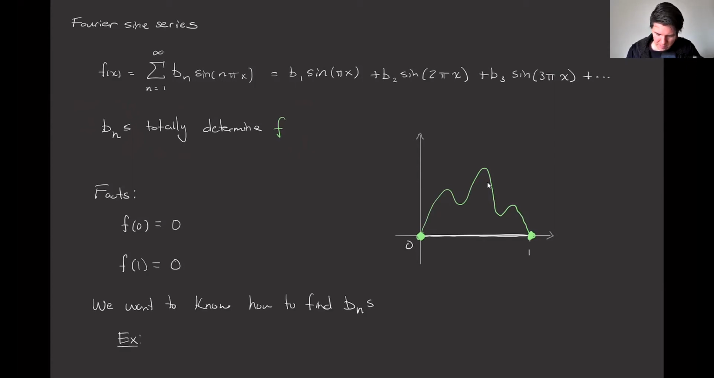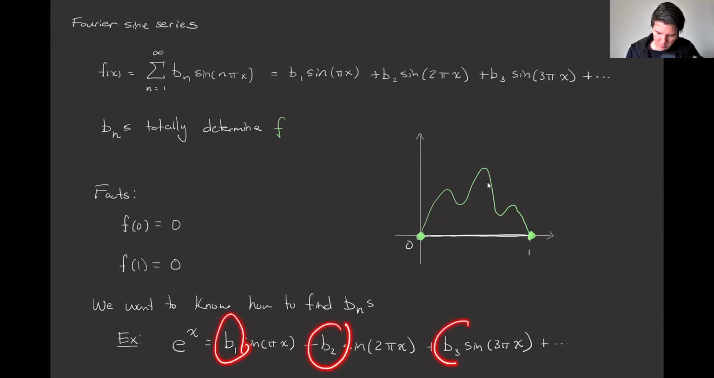For example, if you had e to the x, you'd like to know e to the x is b1 sine of pi x plus b2 sine of 2 pi x, plus b3 sine of 3 pi x, and so on. But what are these b1, b2, b3s? If we can find out what they are, then we're in good shape. Then we can write the Fourier series for a given function, such as e to the x or whatever other function we'd like. Okay, so let's look at a few other things that will help us.